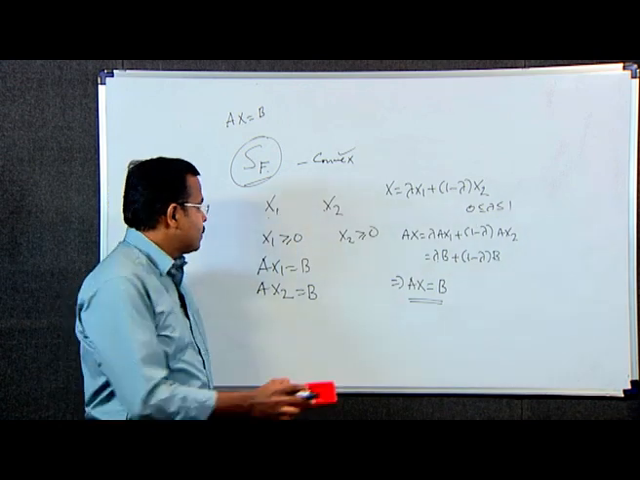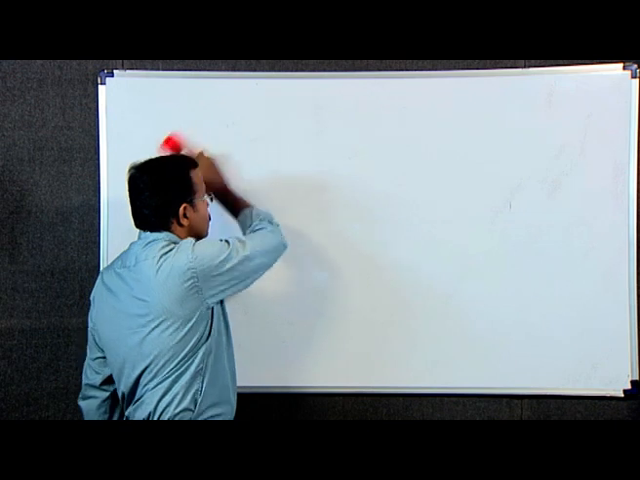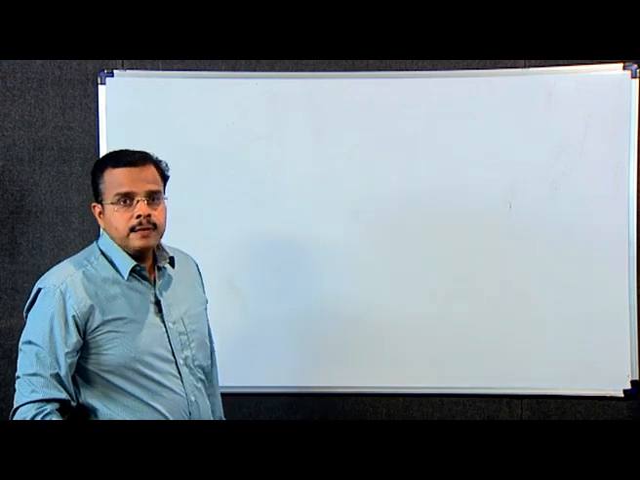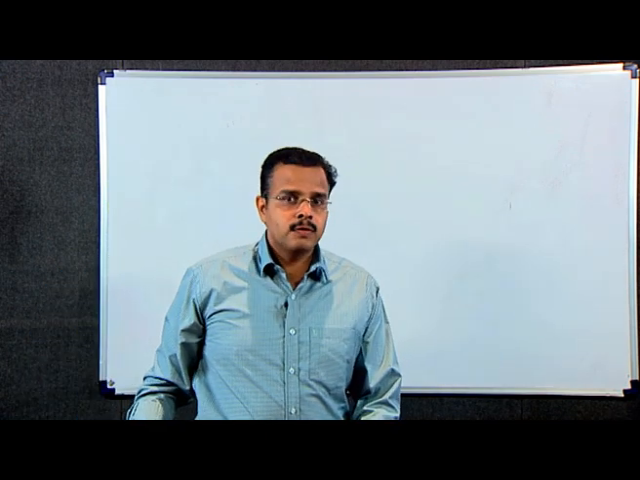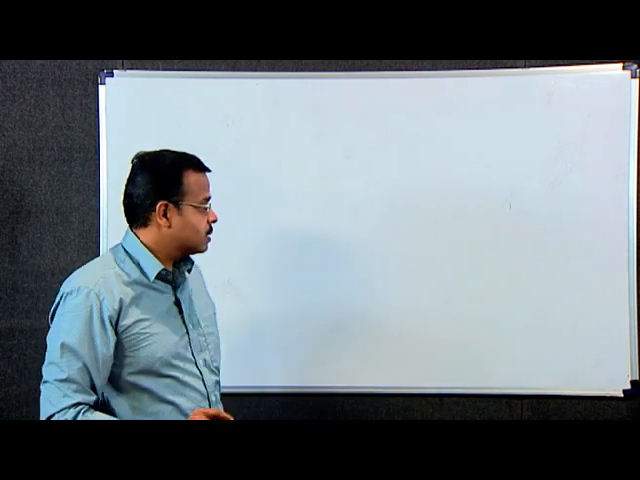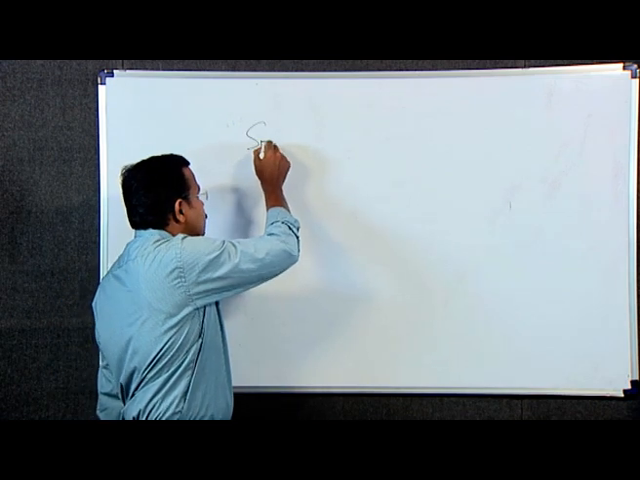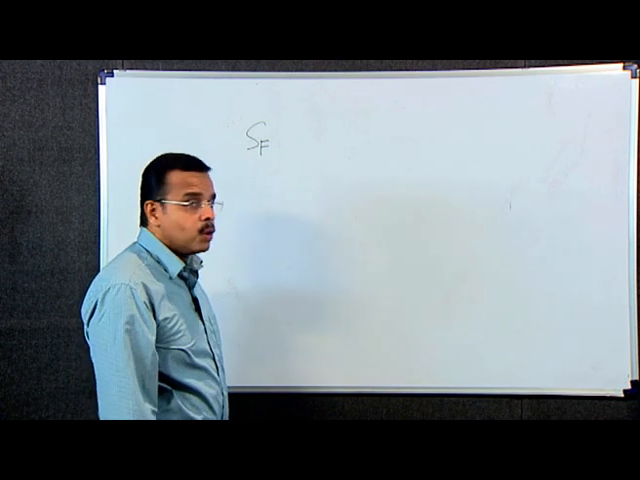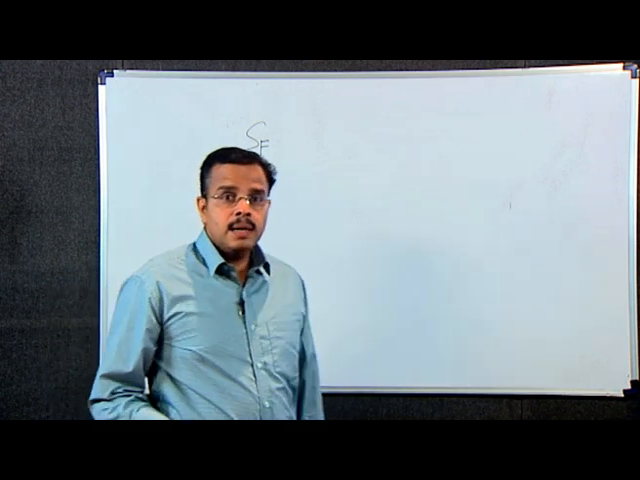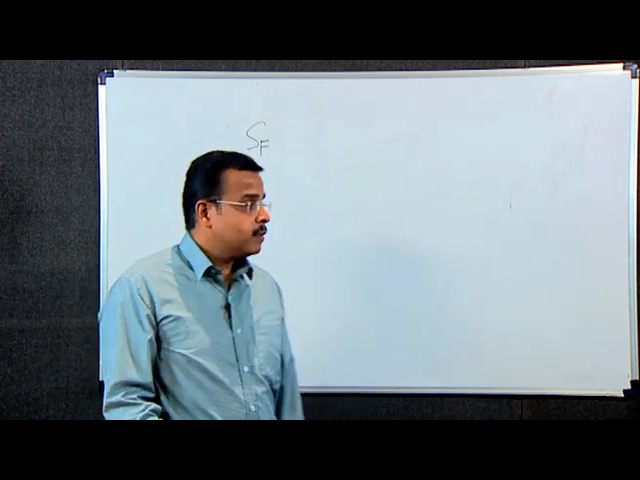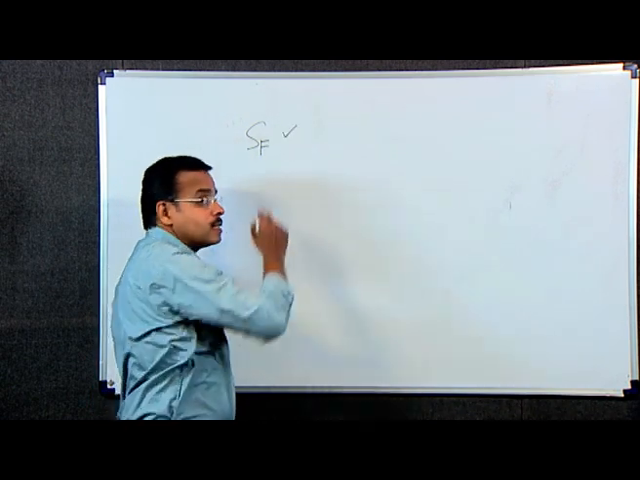The next theorem: a basic feasible solution of a linear programming problem is a vertex of the convex set of feasible solutions. By the previous theorem, we got that the set of feasible solutions SF is a convex set for a linear programming problem. Now the theorem is that a basic feasible solution of a linear programming problem is a vertex of this convex set of feasible solutions.